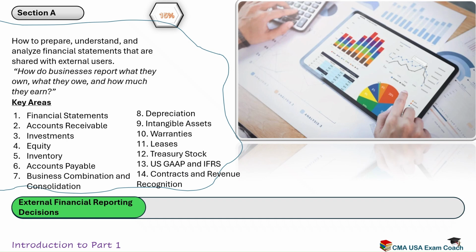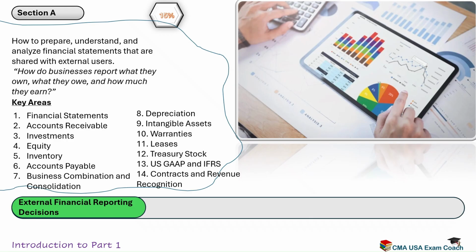4. Equity. Equity represents the owner's share of the business, what's left after paying off all liabilities. It includes common stock, retained earnings, and additional paid-in capital. You'll also learn how dividends and share issues affect equity. 5. Inventory. Inventory means goods held for sale. You'll explore different valuation methods like FIFO, LIFO, and weighted average, and see how they impact profit and taxes.